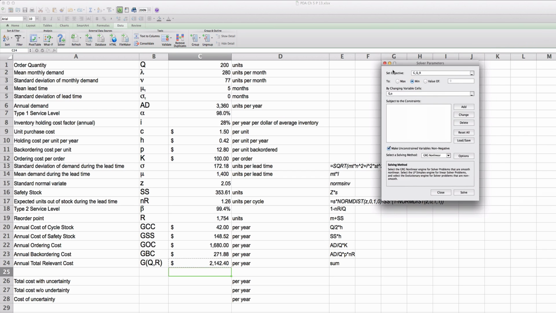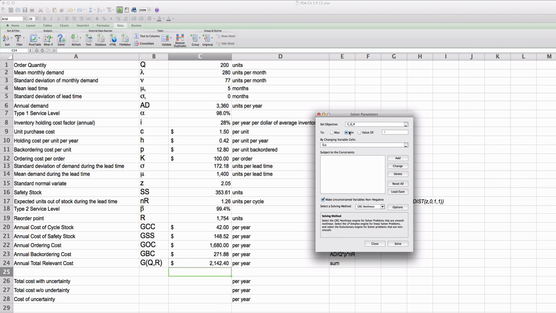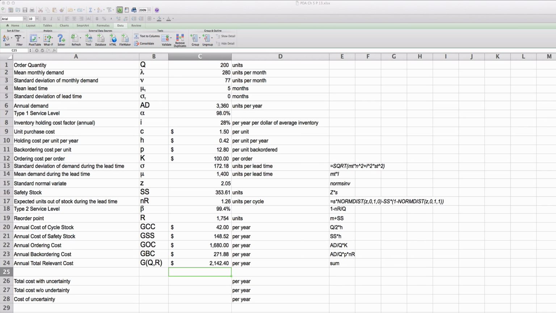So I want Excel to minimize total cost. And my objective function is G of Q and of R. And I want to minimize that by changing 2 values at the same time. That is Q and alpha. Remember that alpha in turn defines safety stocks, which in turn defines the reordering point. Now it is customary in this case, and actually mandatory really, to implement a series of constraints.